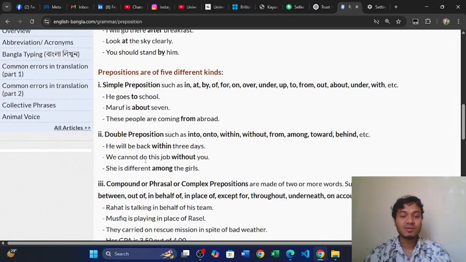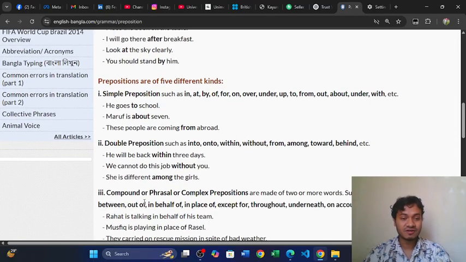Okay, so another kind is the compound, phrasal, or complex preposition.